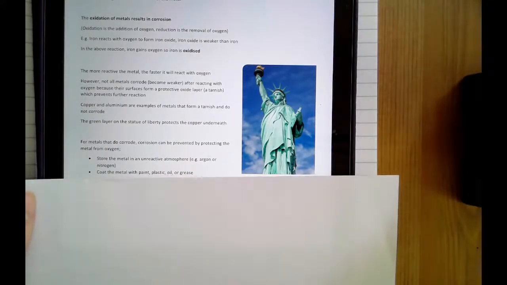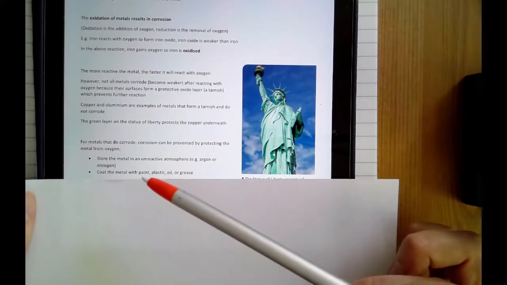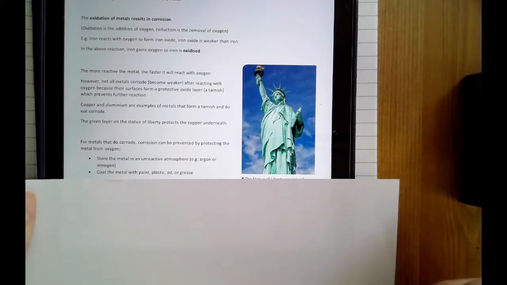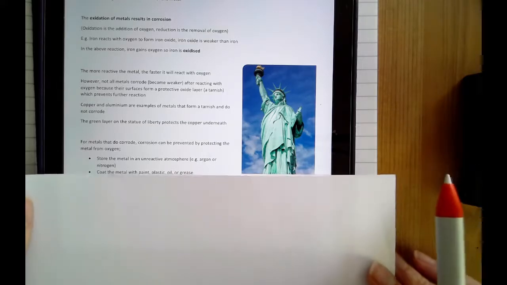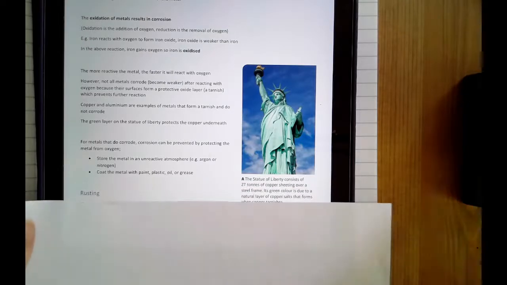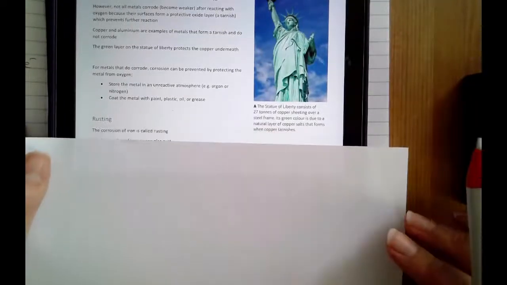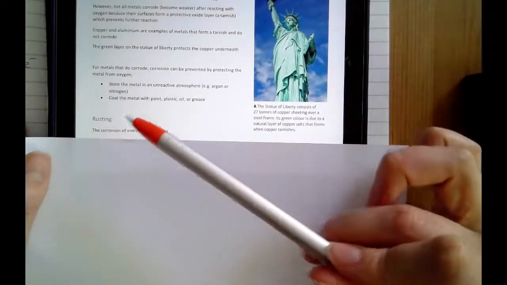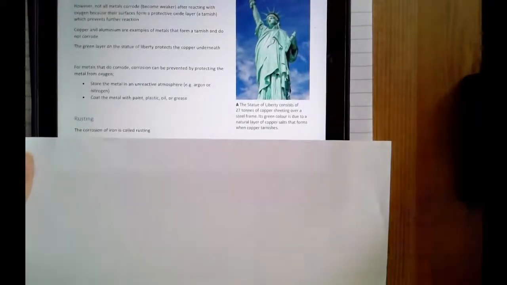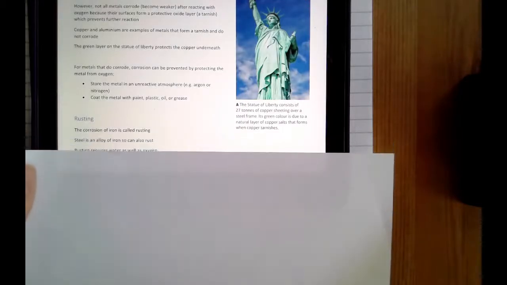If you actually want to use your metal for something and they have to be out in the open air, you can coat that metal with paint, plastic, oil or grease, and that can stop the metal underneath reacting with oxygen. If we look at iron in particular, because the corrosion of iron has a specific name, and that is called rusting. So we use that word rusting specifically when we're talking about iron. It's not correct to say that copper rusts or aluminium rusts. That word is specifically used for iron and iron alone.